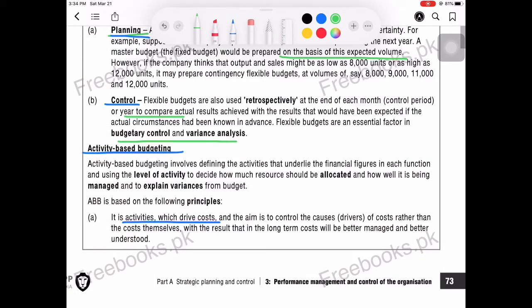Control. Flexible budgets are also used retrospectively at the end of each month, control period, or year to compare actual results achieved with the results that would have been expected if actual circumstances had been known in advance. Flexible budgets are an essential factor in budgetary control and variance analysis.